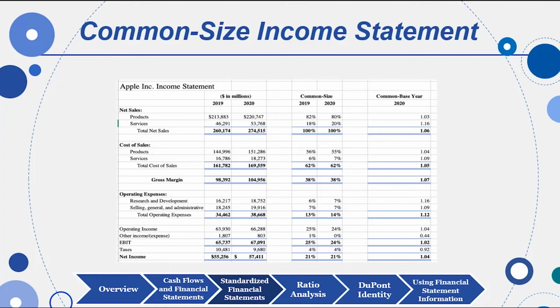Now, a common size income statement, I divide everything by sales. So the top line, sales divided by sales, should be 100%, and you see 100%. Same thing all the way down through the entire income statement. And I just basically divide everything by the sales figures, and I get the percent of sales. And again, I can compare these percents of sales to see how well Apple is doing compared to others in its industry and other companies around the world. Common base year, the last column again is just taking 2020 divided by 2019, and those answers are in times.